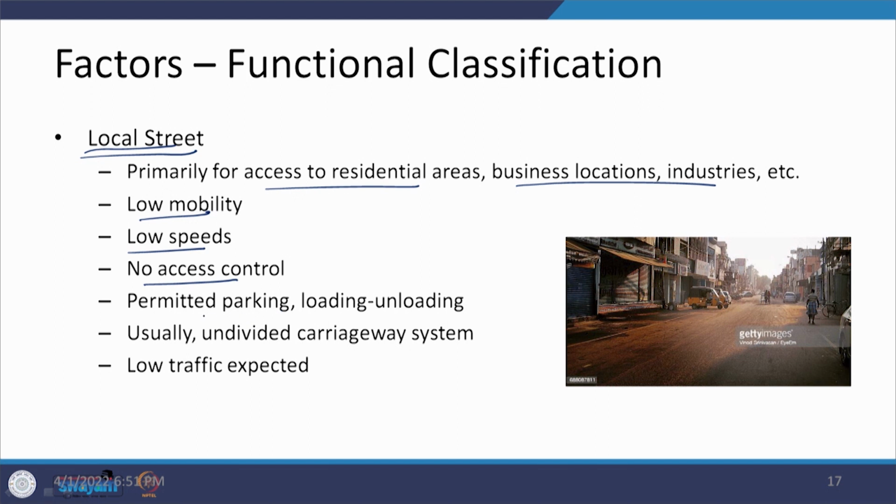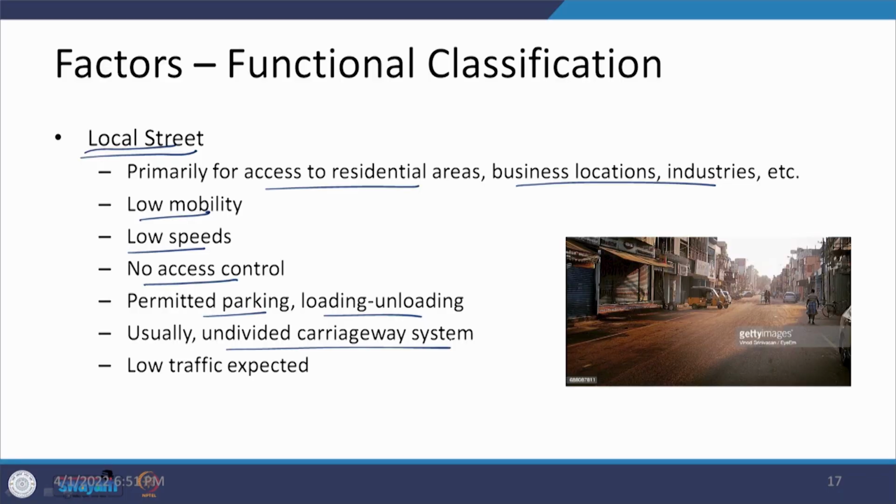In that sense, parking, loading and unloading are going to be allowed on these roads. But if it is going to create an impact to the traffic moving on that road, then that can be regulated by way of timings or the location at which it can be done. They are undivided carriageway systems, and the type and amount of traffic expected on them is quite low in nature.